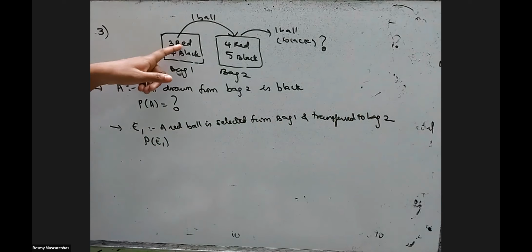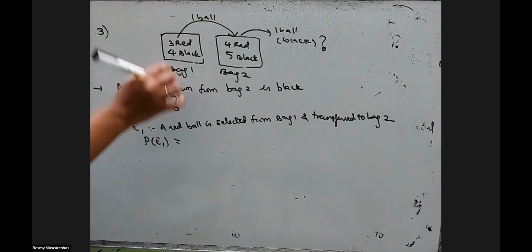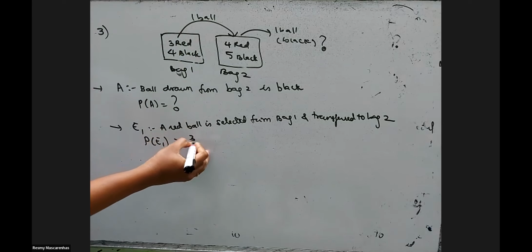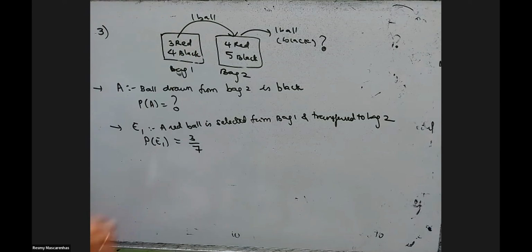So when you go to pick a red ball from bag 1, you have 3 red balls out of total 7. The chances of picking, how many options you are picking red ball? 3 options out of total 7 options. Out of total 7 balls, you have 3 red out of 7. So these are the chances.